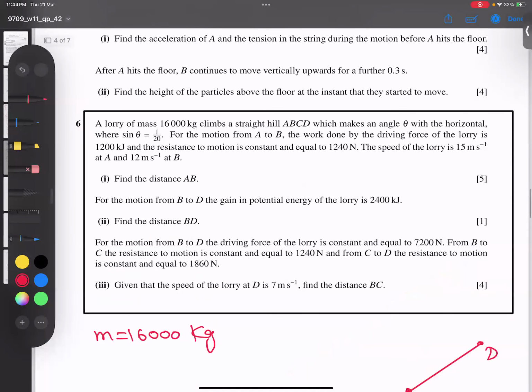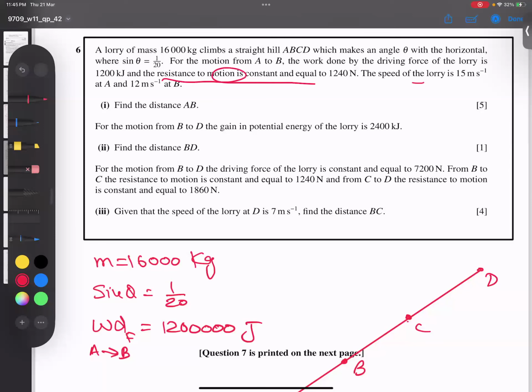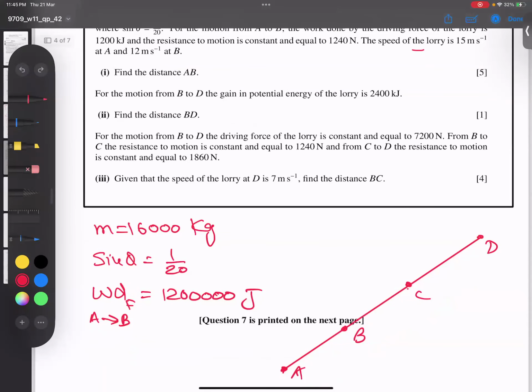And the angle is theta, and given by him, sine theta is 1 by 20. From A to B, the work done by the driving force is this. So let me write work done by applied force, but make sure this is from A till B, not the whole journey, is 1200 kilojoules. I'll put 3 more zeros, joules. Friction, the whole journey? I think again from A to B he mentioned.